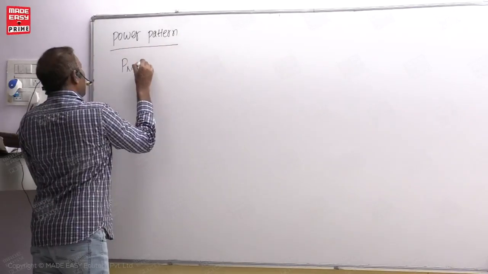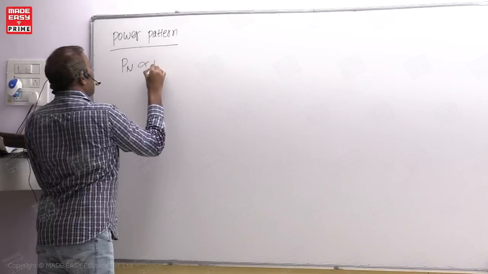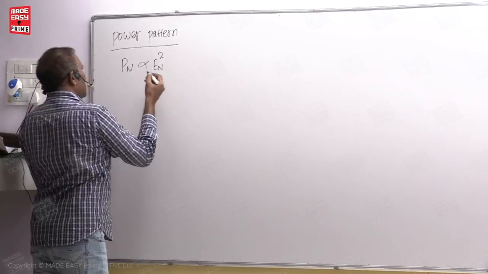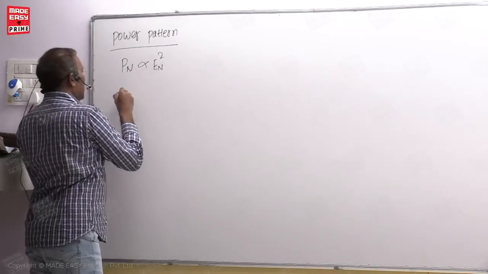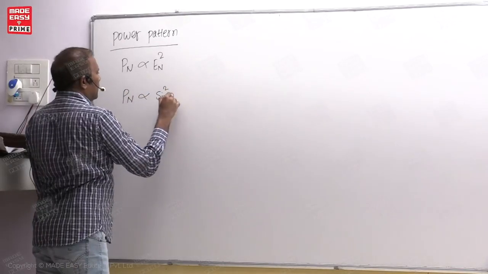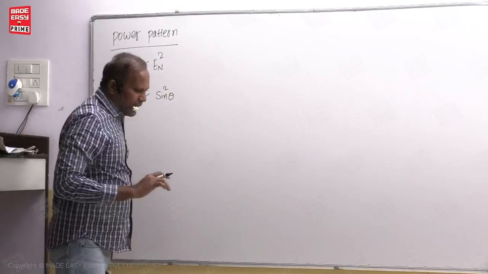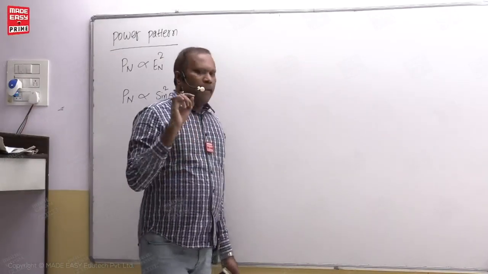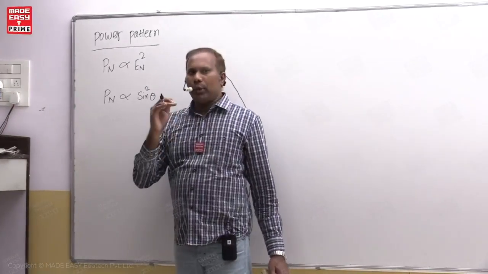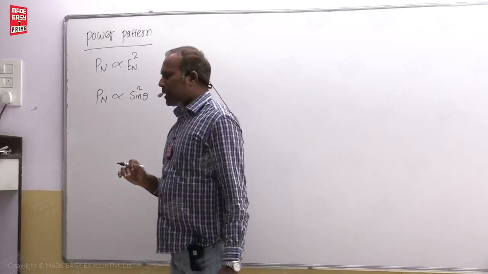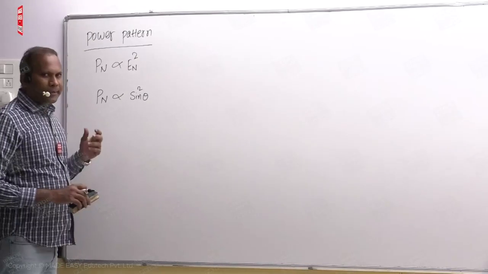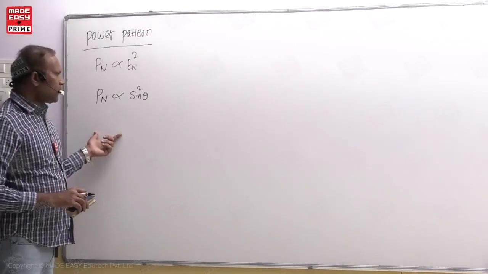Normalized electric field is proportional to normalized power, which is proportional to normalized electric field square. Now this electric field is proportional to sine theta. So normalized power is proportional to sine square theta. What is the meaning of normalized power? The power pattern is observed by changing theta and phi only. That is our focus. In normalized power, we are not bothering about the magnitude term of the power.